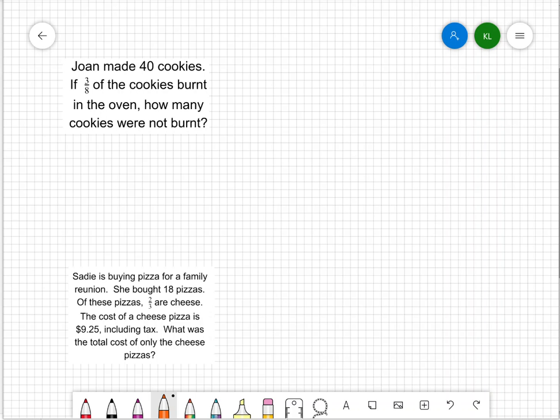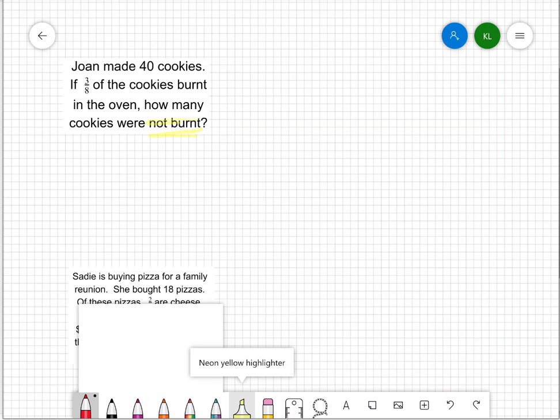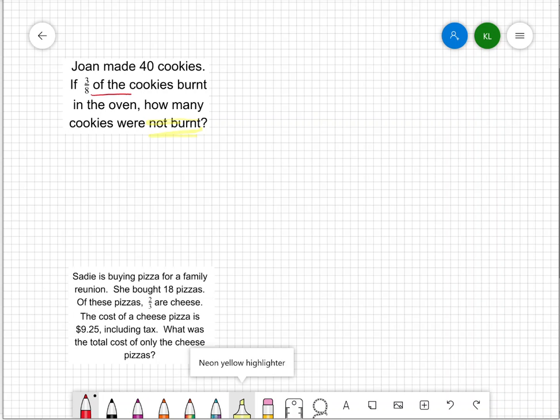Okay, so one thing I'm going to first do is really read the question. I want to know how many were not burnt. The information that is given in the problem talks about how many cookies burnt. So I know that 3/8 of the cookies burnt, that means that 5/8 of the cookies did not burn. So I actually am trying to figure out what is 5/8 of 40.